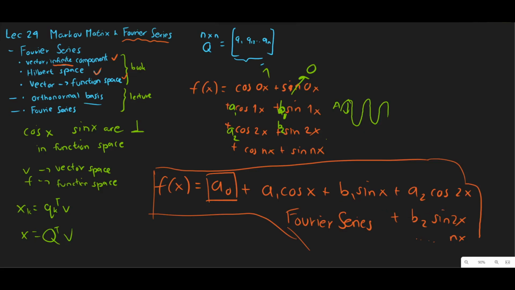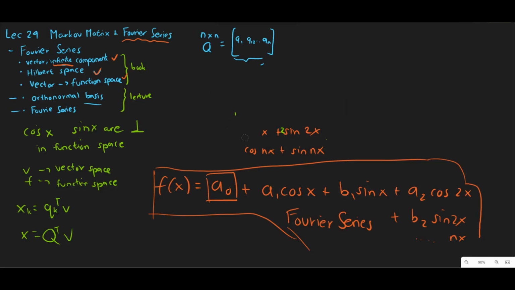Now, similarly to how we express a vector in terms of an orthogonal or orthonormal basis, we are now interested in finding the coefficients. Now a0 is pretty simple. It doesn't have any functions that precede it. It doesn't have a cos x or sin x here. So let's find a1. Okay, so what is a1?